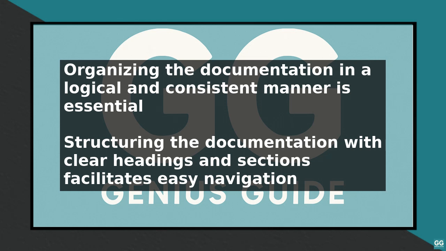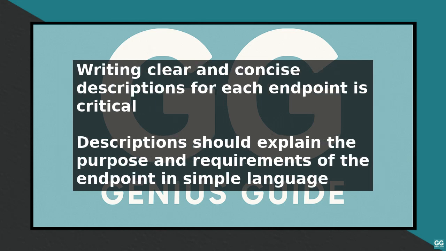Writing clear and concise descriptions. Clear and concise descriptions are critical for effective API documentation. Each endpoint should have a brief description that explains its purpose, the request and response formats, and any specific requirements or constraints. The descriptions should be written in simple and straightforward language, avoiding technical jargon and complex terminology, including code examples.